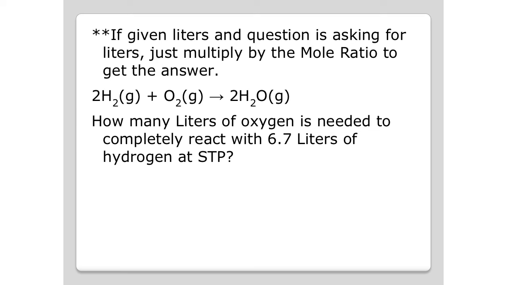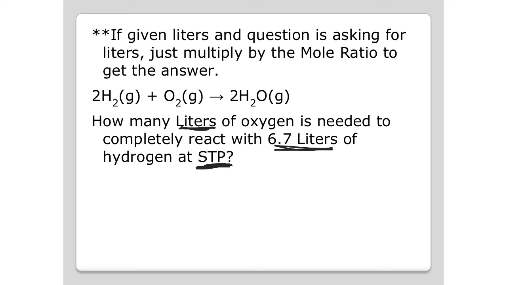So let's say you're at STP and you are given liters and you want to solve for liters. There is a shortcut that you can use, but you can only use it when you are at STP and you're going from liters to liters. That's the only time it works. But it cuts out a bunch of extra conversion factors that are just going to end up canceling each other out anyways. And so this is a shortcut I want to walk you through.